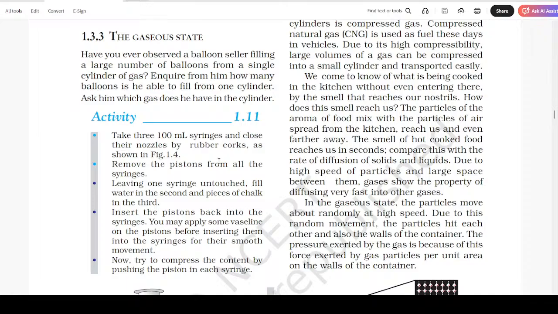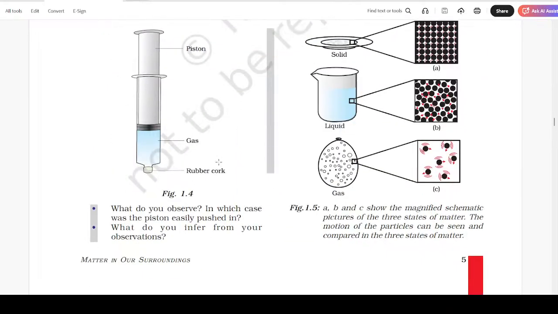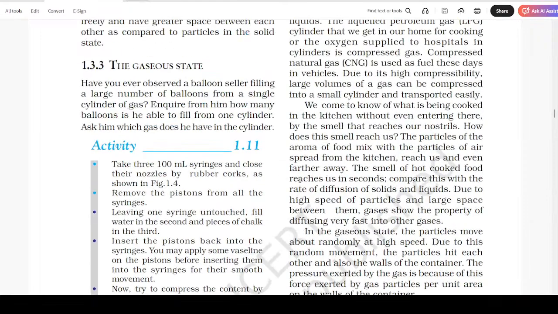Fill water in the second syringe and a piece of chalk in the third. Insert the piston back into the syringes. You may apply some Vaseline on the piston before inserting them into the syringes for smooth movement. Now try to compress the contents by pushing the piston in each syringe. What do you observe? In which case was the piston easily pushed in? What do you infer from your observation?